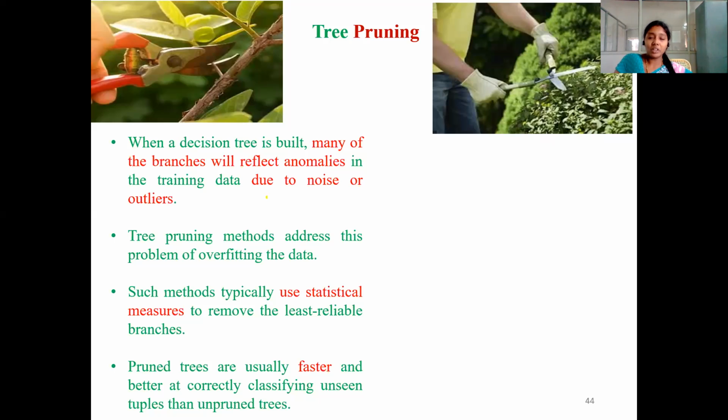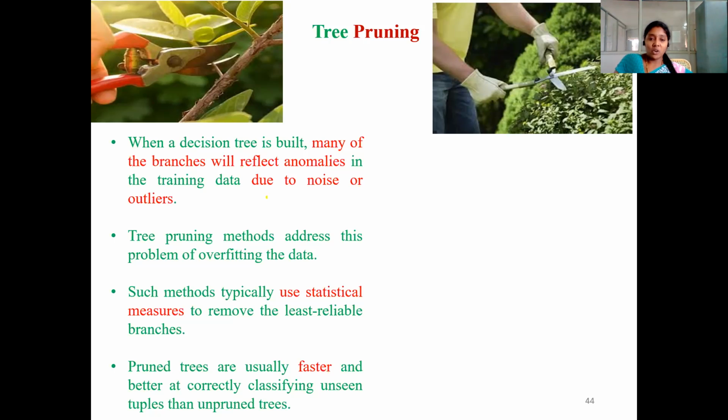So in case of a normal tree, there is no method. By just observing the tree itself, the person can easily identify which part to cut, which part to leave. But in case of decision trees, we have to use some statistical methods. Based on that, we can decide whether to cut that branch or not.